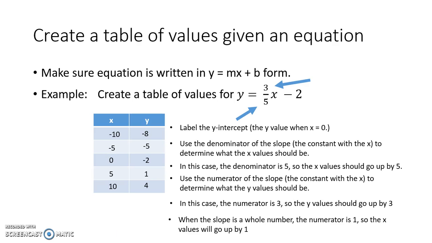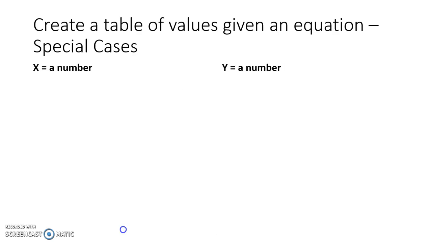When the slope is a whole number, the denominator is 1, so the x values will only go up by 1. Now some special cases for creating a table of values given an equation.